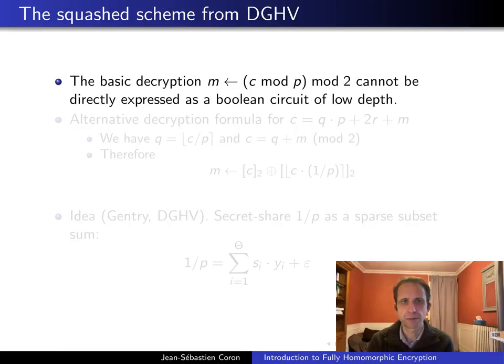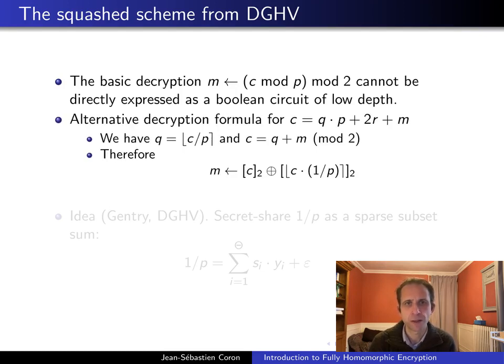So as I said previously, one difficulty is that for the basic decryption procedure of the DGHV scheme, when we reduce the ciphertext modulo p and then modulo 2, this cannot be expressed as a Boolean circuit of low depth, because if we look at it, we see immediately that the depth is huge. So instead, we have to modify the decryption procedure.